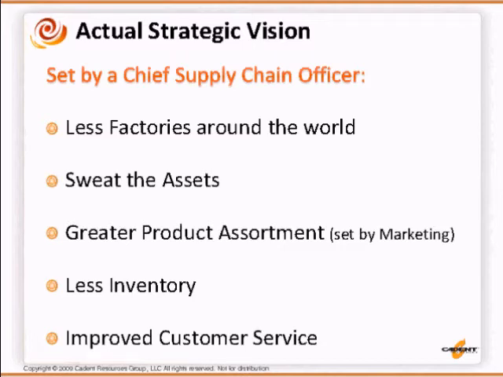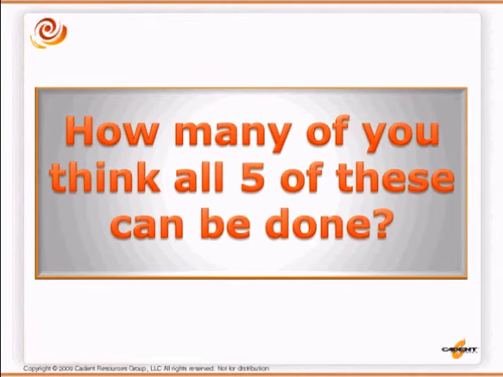This was a global vision. So we want to have less factories around the world. We want to utilize them and have them running at a faster rate. We wanted greater product assortment, more SKUs, a variety of products. We want less inventory and improved customer service. So think about that for a second, and then answer this question just to yourself. How do you think that all five of these things could be done? Could they?